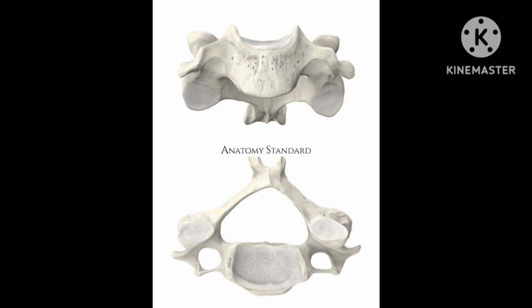Now we'll see about the articular processes. These are the articular processes. The flat oval superior articular process faces upwards and backwards. The inferior articular processes face downwards and forwards.